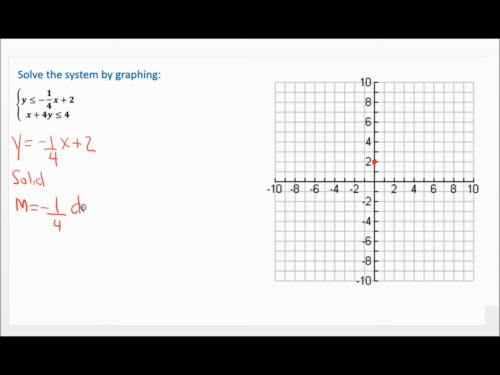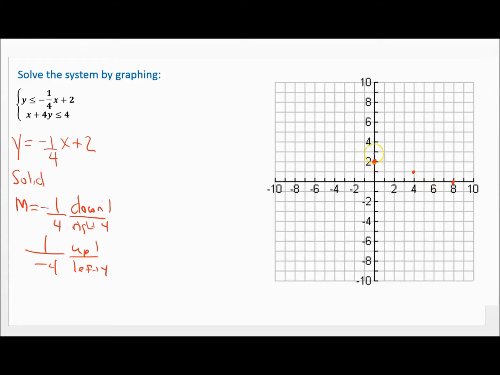So I can go down 1 and right 4, right, positive. Or you could take the negative to the bottom and go up 1 and left 4. It gives you the same line. Try it. Okay, so from there I count down 1, right 4: 1, 2, 3, 4. I could do it again. Down 1, 1, 2, 3, 4.